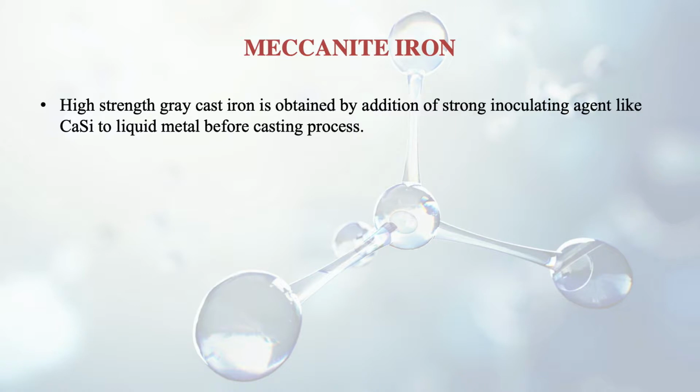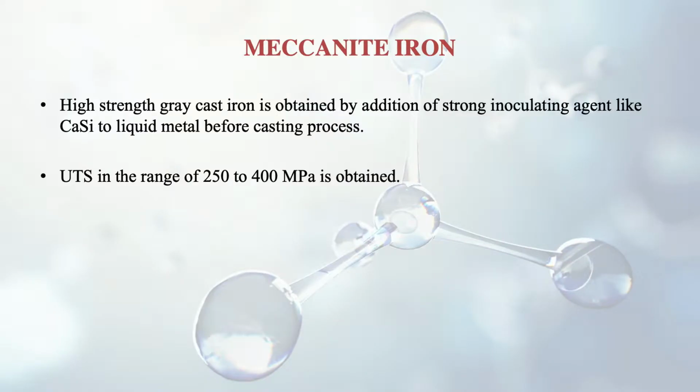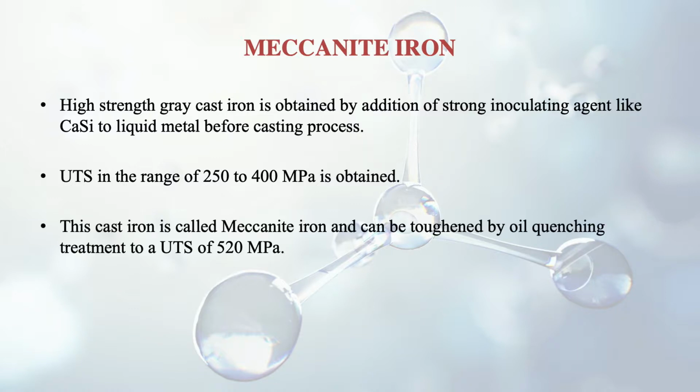Now we discuss mechanite iron, which is the third variety of cast iron. We have discussed the white and the grey one earlier. Mechanite iron, a high strength grey cast iron, is obtained by addition of a strong inoculating agent like calcium silicate to the liquid metal before the casting process. The ultimate tensile strength for this one is in the range of 250 to 400 megapascal. This cast iron is known as mechanite, and it can be toughened also by oil quenching treatment, after which the ultimate tensile strength goes up to 520 megapascal.